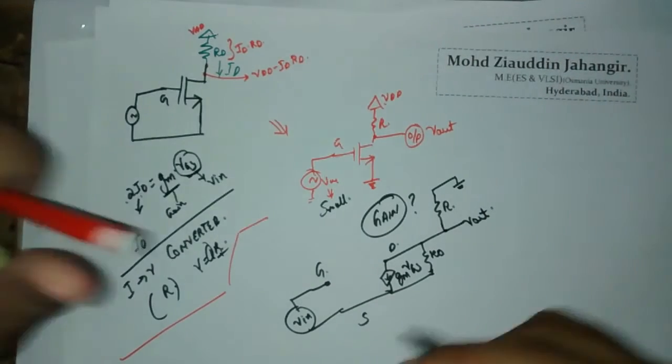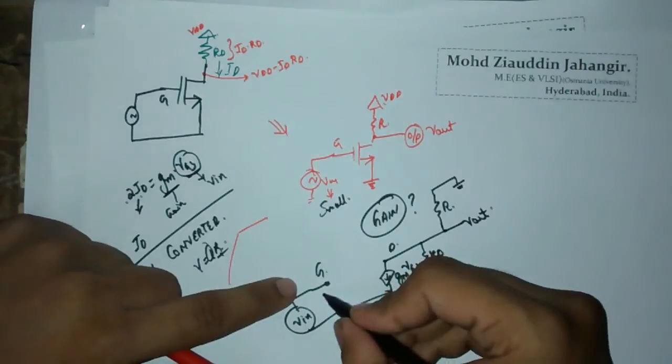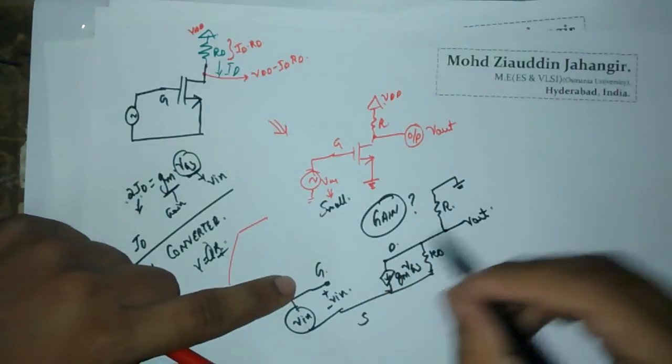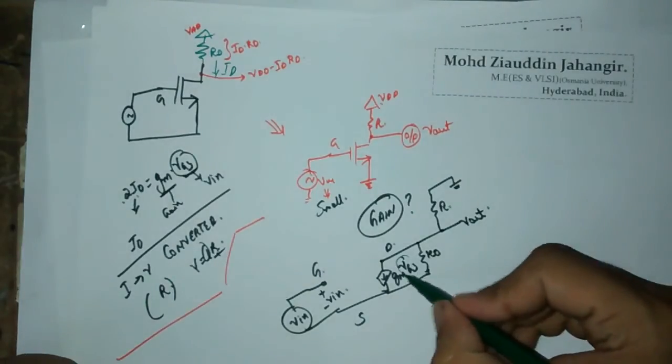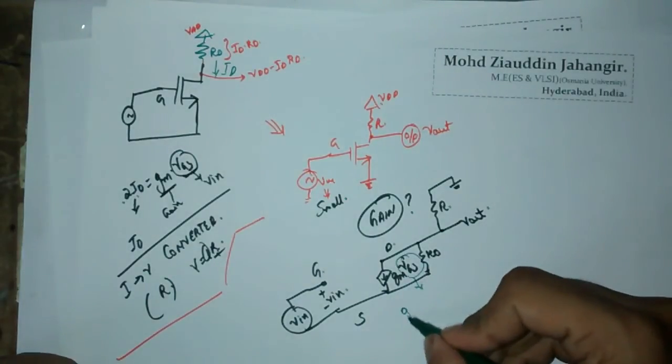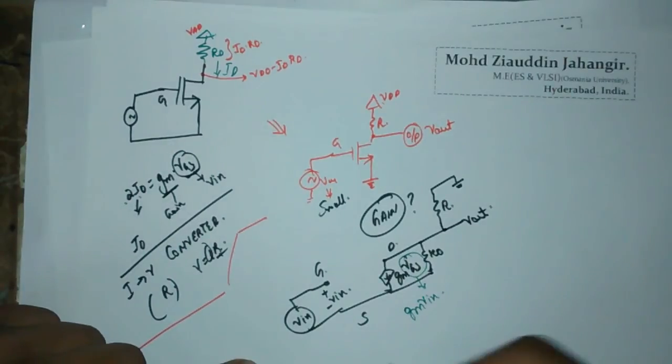So let us analyze this circuit. This is Vin and there are no components connected here, therefore this voltage will also be Vin. So this gm VGS will now become gm into Vin. Okay, now just simplifying this circuit.